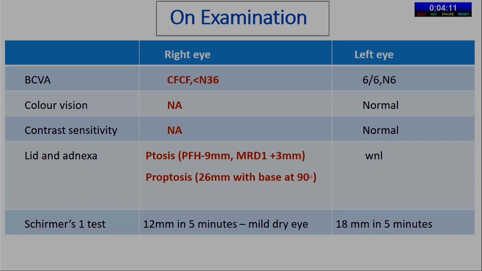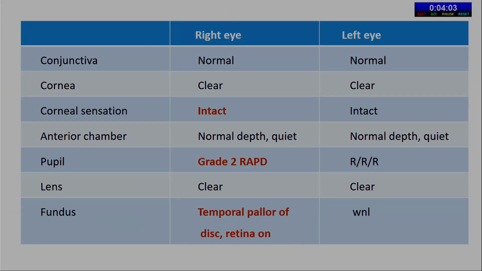Lid and adnexa had mild to moderate ptosis and mild proptosis. Schirmer's 1 test revealed mild dry eye. The right eye also had intact corneal sensations. Pupils had grade 2 RAPD. Fundus had a temporal pallor of the disc and the retina was on. The left eye was essentially within normal limits.